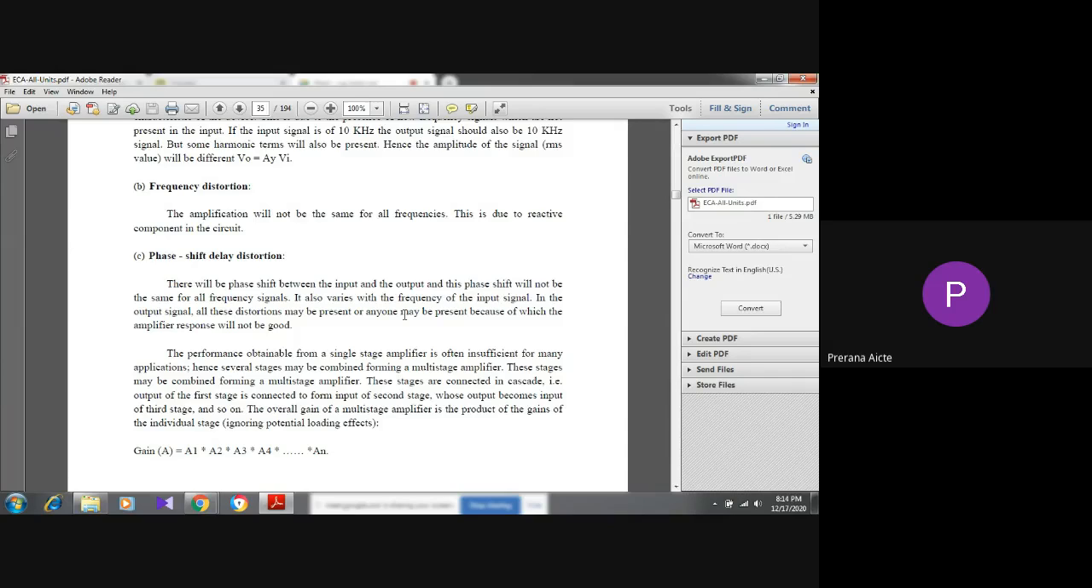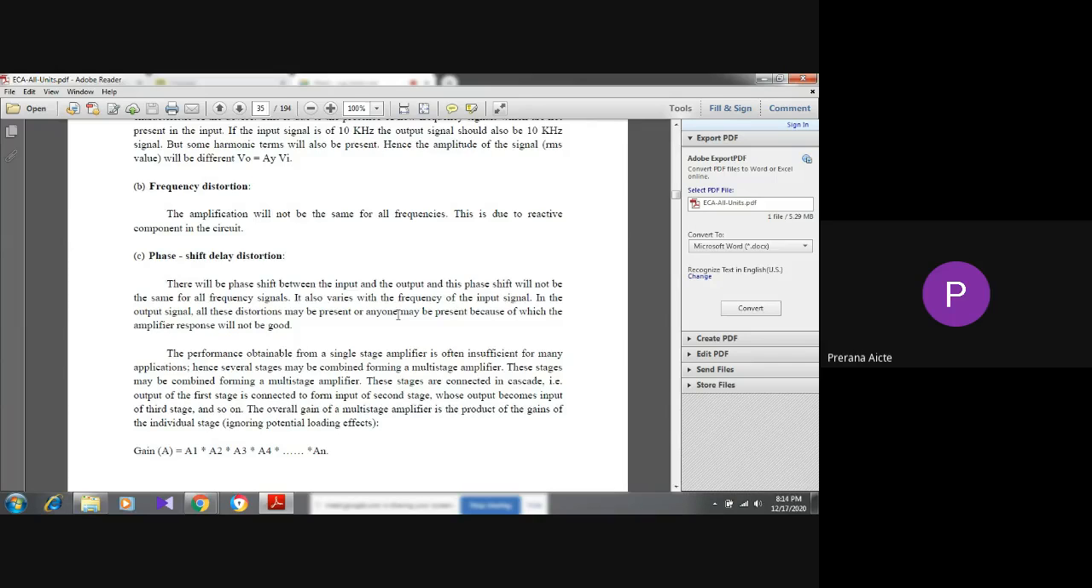Right. Now, next one. The performance obtained from a single stage amplifier is often insufficient for many applications, and several stages may be combined, forming multi-stage amplifiers. I already told you, mainly we go for multi-stage if the amplification or the bandwidth or any other response is not sufficient, then we go for multi-stage amplifiers.